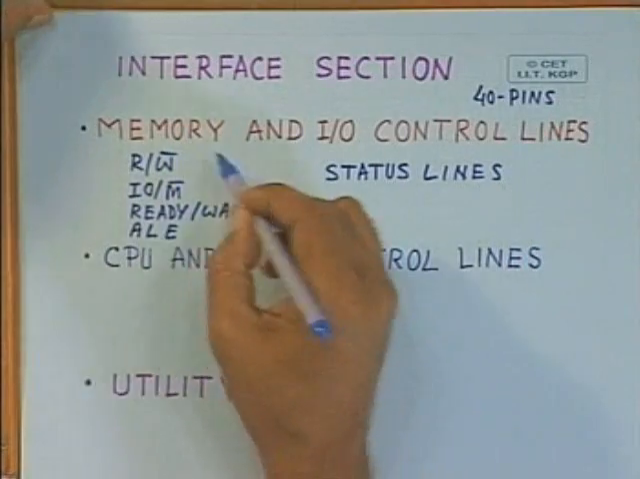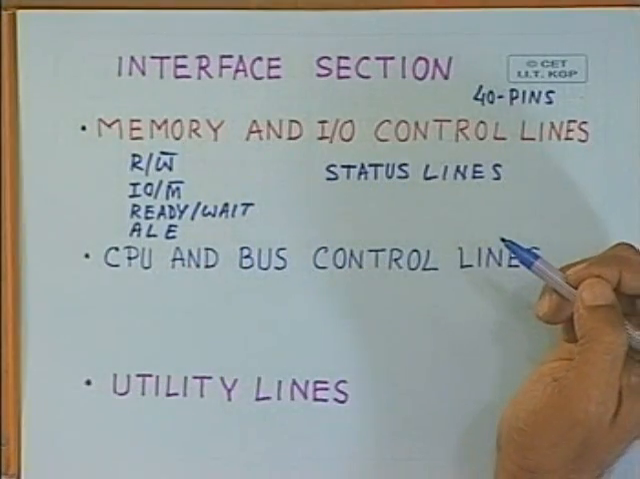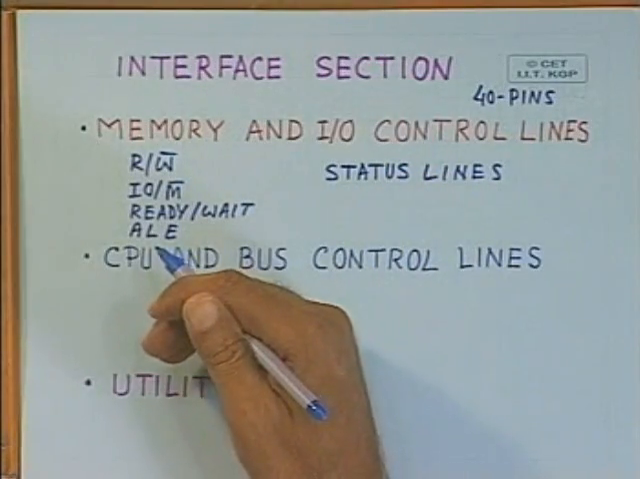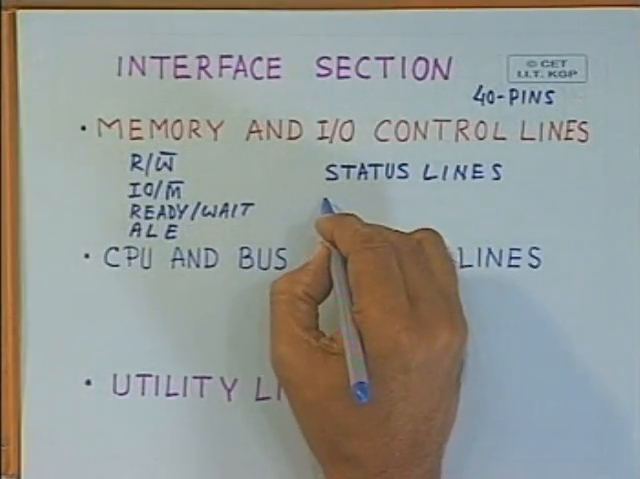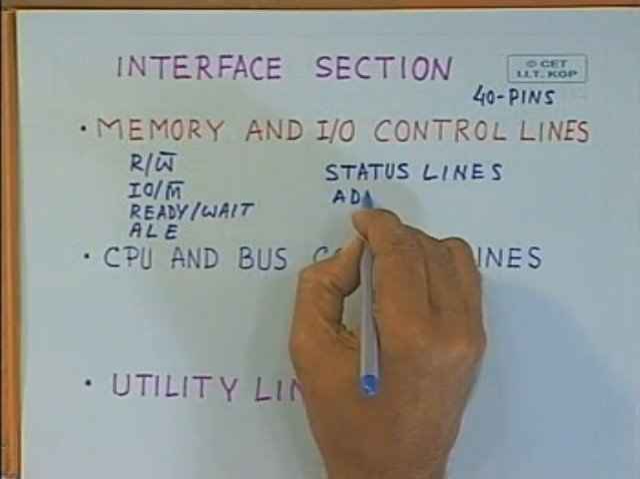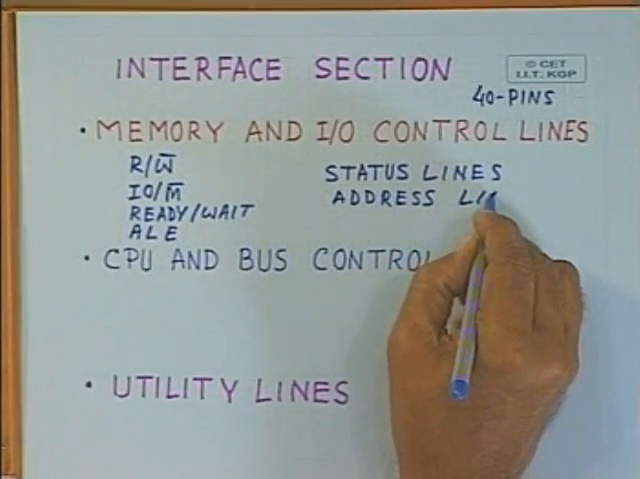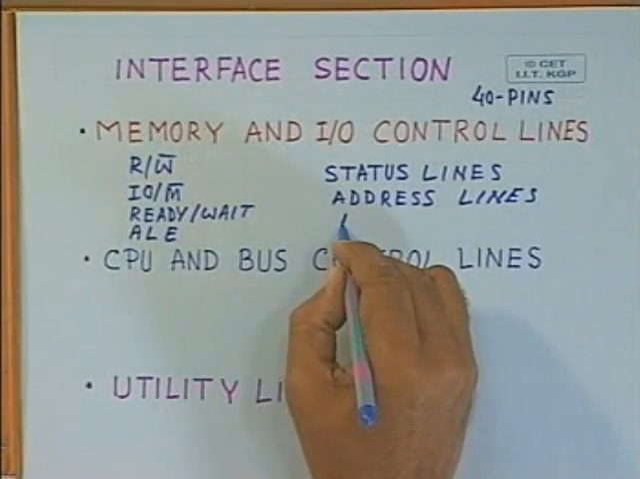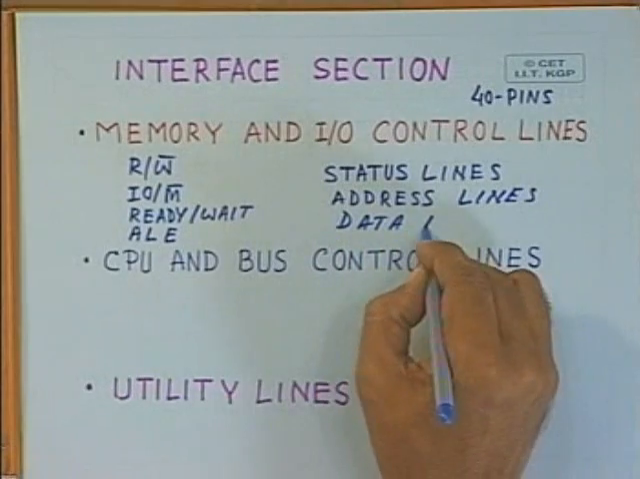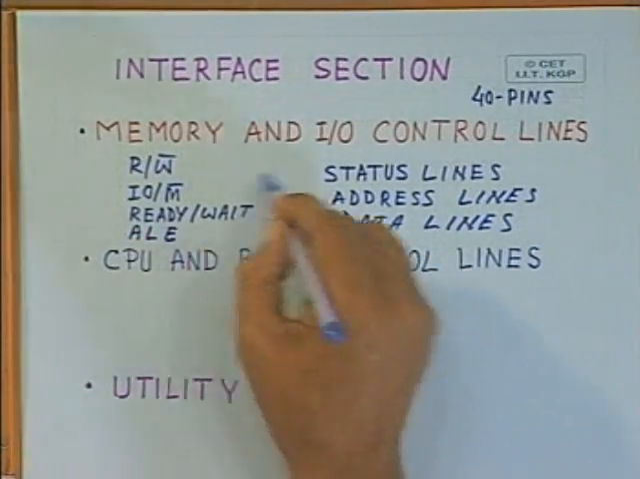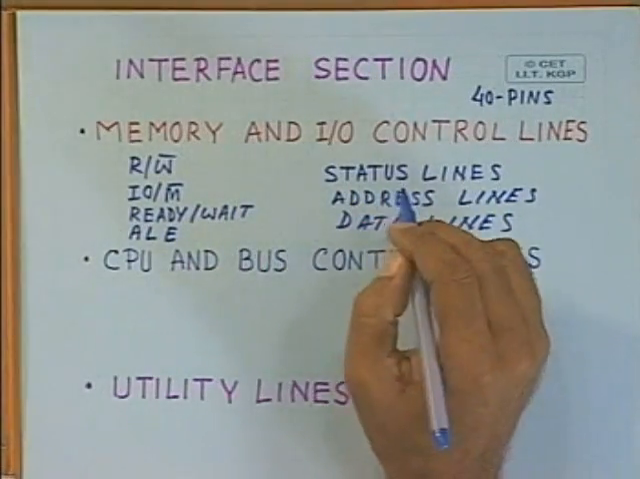So these lines are primarily used for accessing memory and input output devices. Obviously, the most important lines are address lines, which I have not mentioned, and data lines. So apart from address and data lines, these are the memory and IO control lines which are necessary for interfacing memory and input output devices.